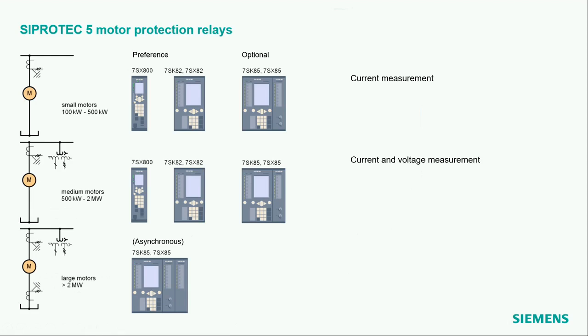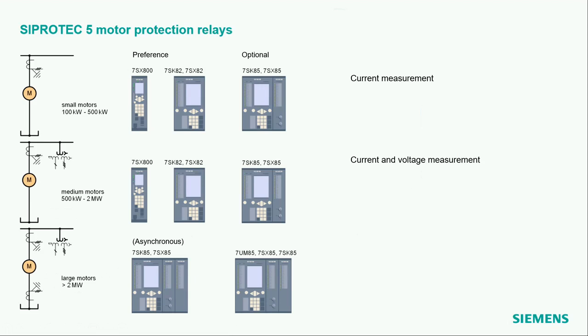They are both good for asynchronous motors. We did not talk about that difference. In the past, we said, okay, for the synchronous motors, we have only the 7UM85. Because it's a dedicated device for generator protection with all the various functions which are needed on top of that for the generator protection. And this device, 7UM85, has also the motor protection function included.